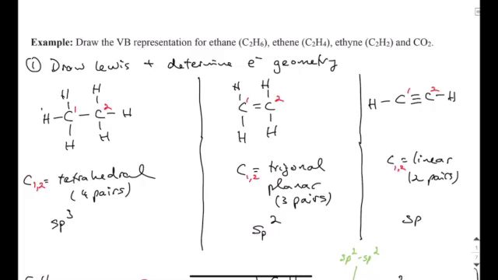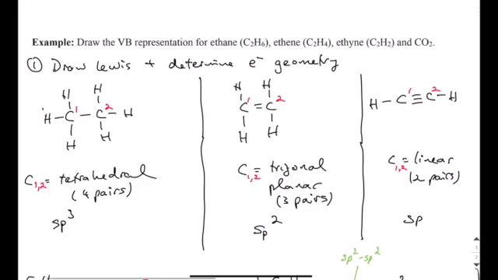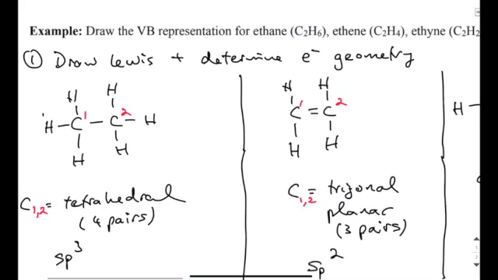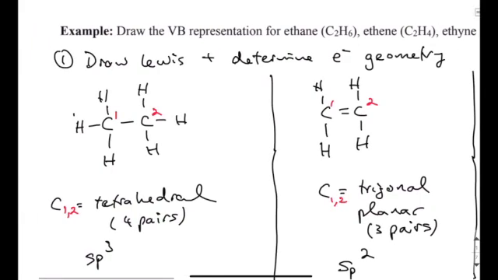Let's now see how we can represent the bonding in three different molecules, ethane, ethene, and ethyne, which are given by the formulas C2H6, C2H4, and C2H2. Now notice that the first thing we need to do is draw the Lewis structure and determine the electron geometry of all the central atoms. So I'm going to draw them at the top.